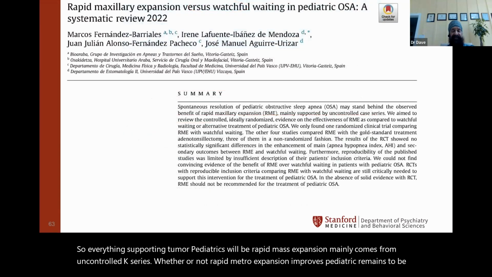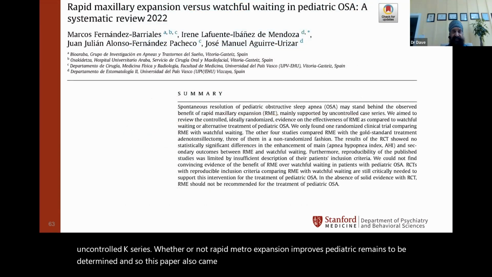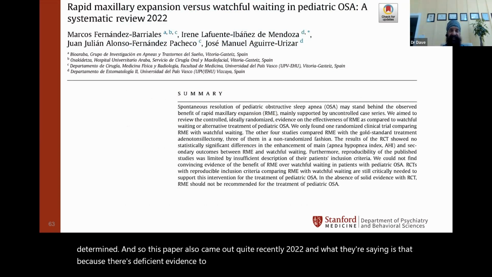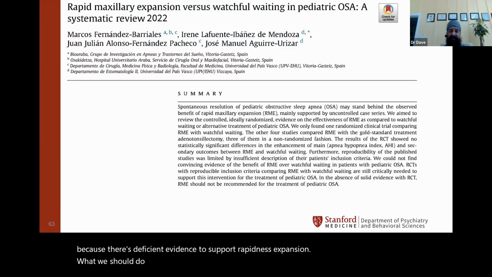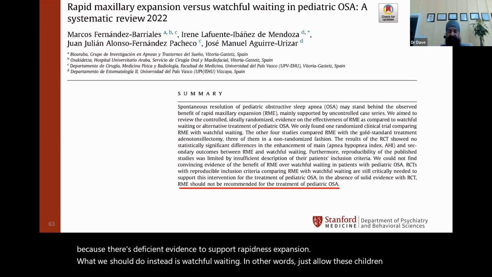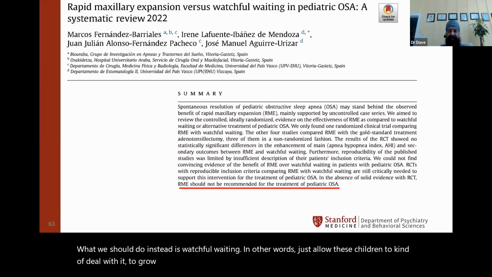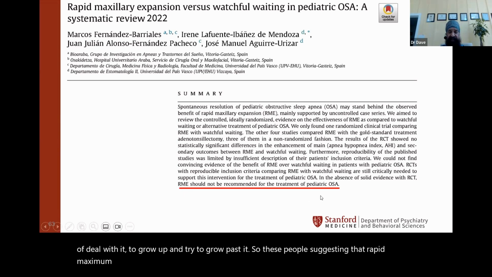And so this paper also came out quite recently, 2022. What they're saying is that because there's deficient evidence to support rapid maxillary expansion, what we should do instead is watchful waiting. In other words, just allow these children to deal with it, to grow up and try to grow past it. So this paper was suggesting that rapid maxillary expansion should not be recommended for the treatment of pediatric OSA.